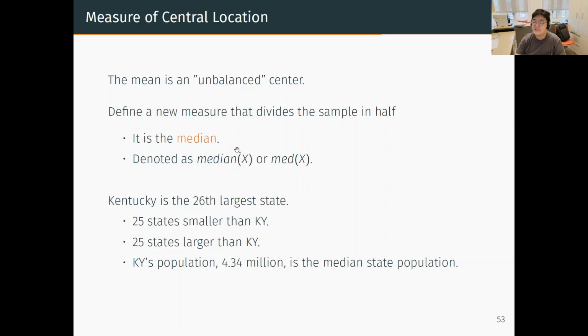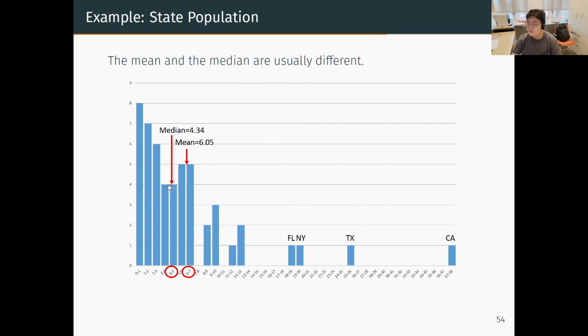We define this as the median, and we usually denote it as median of x or MED of x, for random variable x. So if you input x, then the output is its center. Then the median is 4.34, Kentucky. It is different from the mean. Usually they are very different, right? So we will study why they are different and what the problem is.